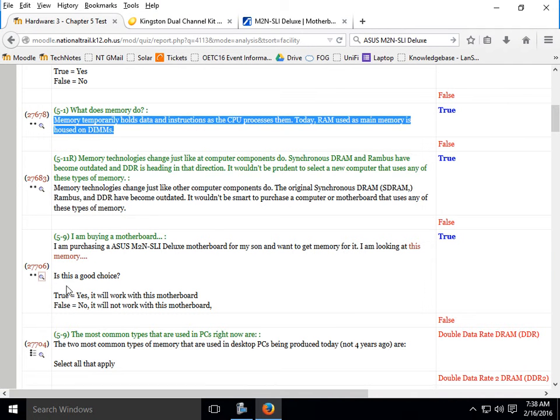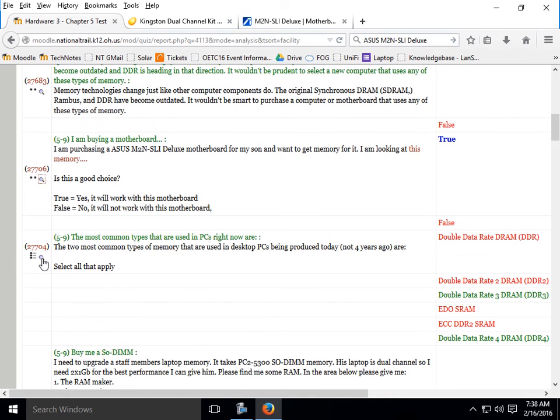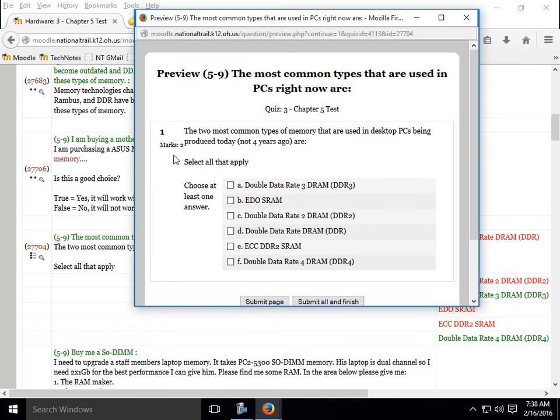We just did that. Most common types, okay. How did anybody get this one wrong? The two most common types of memory that are used in desktop PCs being produced today are, and the two answers are what? DDR4 and DDR3. Okay, those are all, you know, the EDO is really, really old.